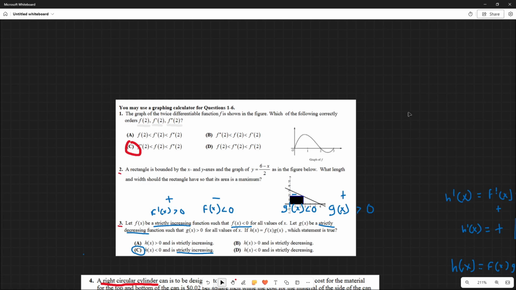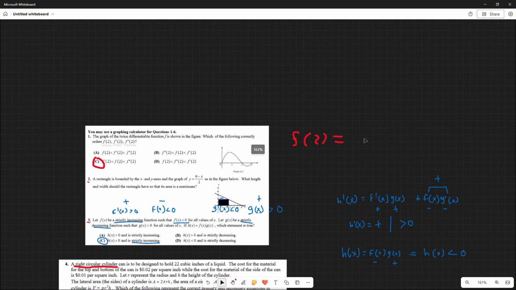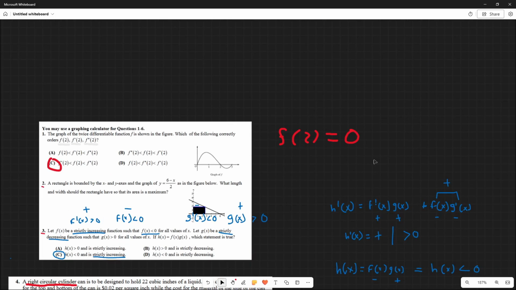Alright, so, number one. It's trying to correctly order from least to greatest f of 2, f prime of 2, and f double prime of 2. Alright, so, let's see what we know. We're given the graph of f straight up, right? So we know that f of 2 is going to be 0, right? Boom, 0. Alright, now let's move on to f prime of 2.